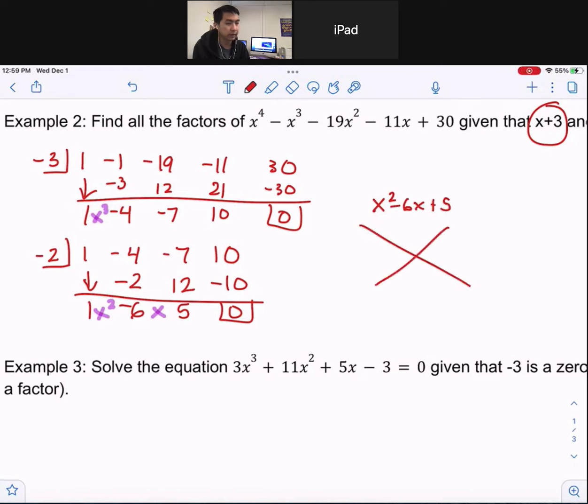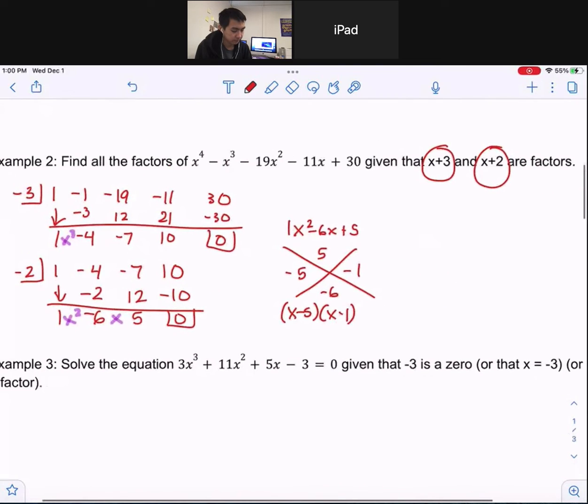And can't you use the x method to factor this out? Two numbers that multiply to 5, but when added give you negative 6. That is negative 5 and negative 1. And since a is equal to 1, x minus 5 is one of our factors and x minus 1. And don't forget the factors that they gave us initially.